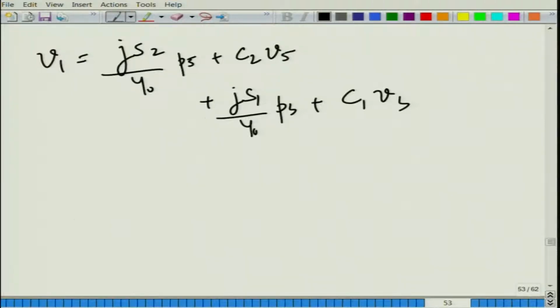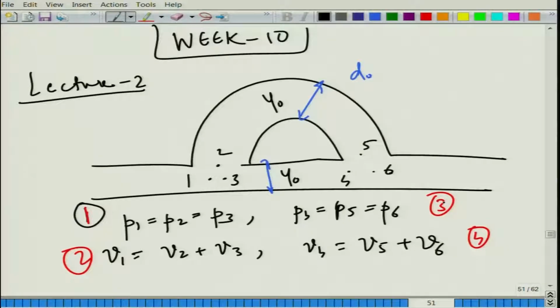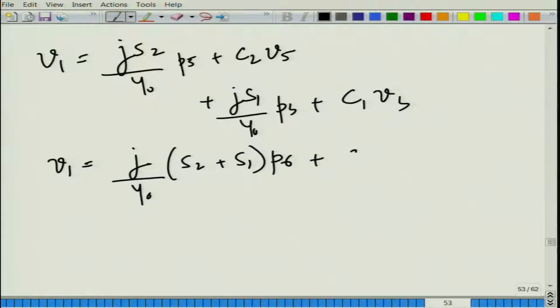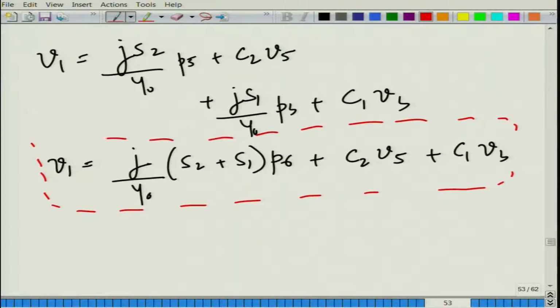Now, we again invoke the relation here, equation 3, where P4, P5 and P6 are all the same. So, what we can do is take j Y naught common, and S2 plus S1 will be common, and this will be P6, and C2 V5 plus C1 V4, where C1 and C2 again, I am reminding you, are not constants, they are cos k naught L2 and cos k naught L1 respectively. Now, we have this kind of thing, I am making it a dashed box expression because this is not the final one.